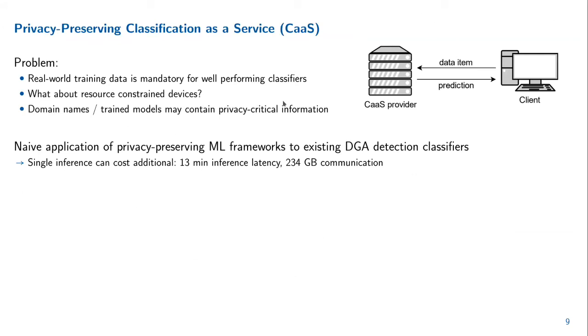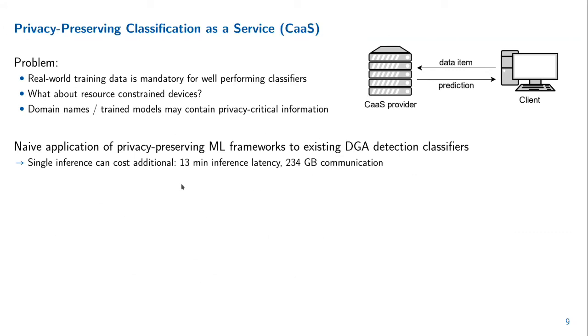And if you do classification as a service, you usually provide the data item to the model provider, and the model provider then provides you with the prediction. And here, of course, you can't send the data item unencrypted, because the model provider would know which website you want to visit. And also the calculations done by the model provider should not leak any information to the data owner.